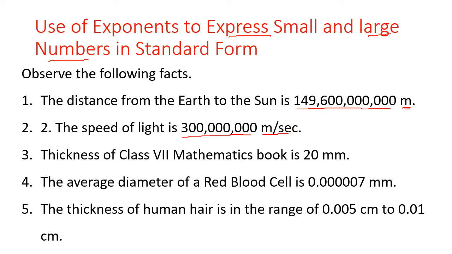Now, thickness of a book is 20 millimeter. That is quite small. Yes, so we are starting from very big, moving towards the very small. A red blood cell inside the human body has the size of 0.000007 millimeter. This is a very small, minute number. The thickness of the human hair is from the range of 0.005 centimeter to 0.01 centimeter. So what you can see here is measurements which are really very big to measurements which are really very small.